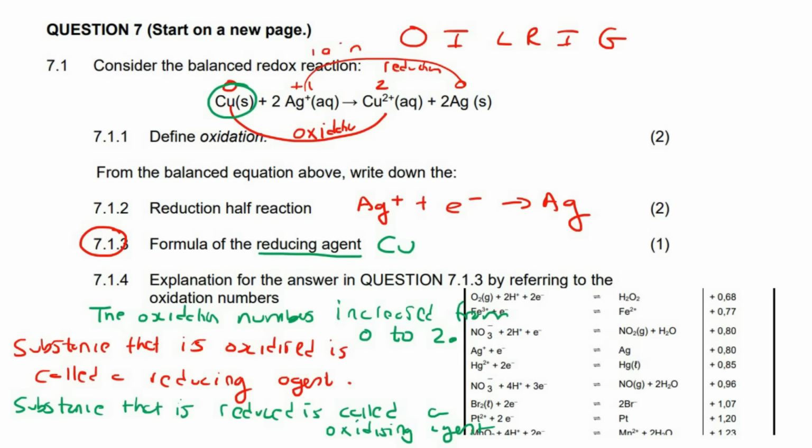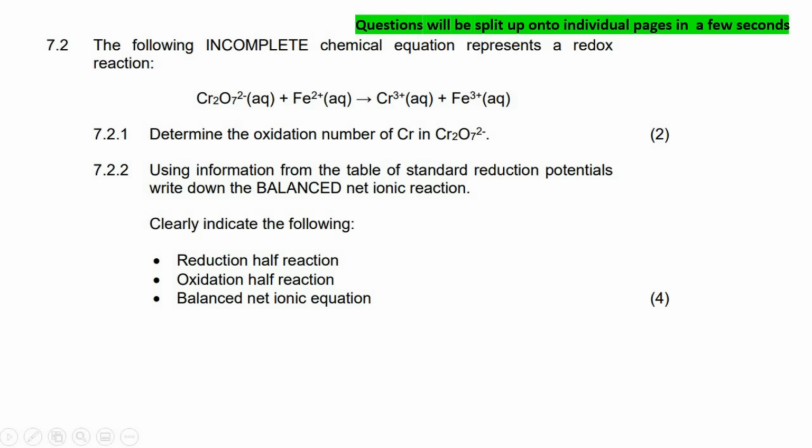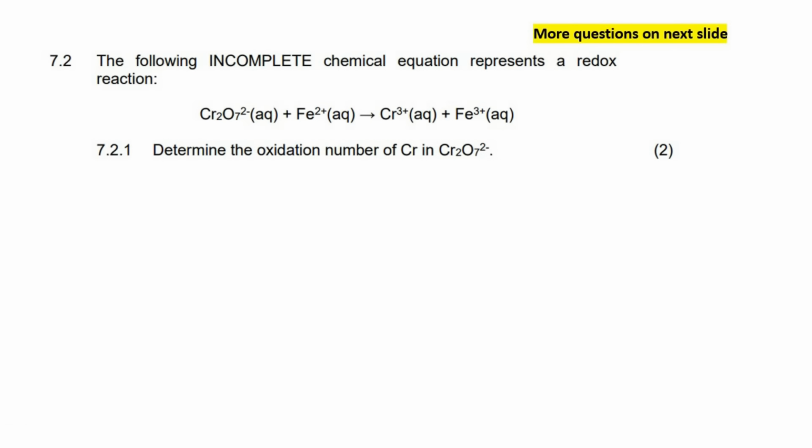Okay, I will split this question up onto individual pages. It says that the following incomplete chemical reaction is a redox reaction. The first question, let's split that up onto the next page. Determine the oxidation number of Cr. Okay, so we have Cr2O7 2-. I've made videos on oxidation numbers.